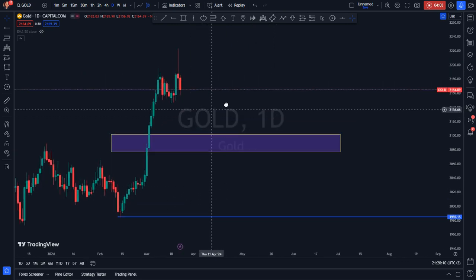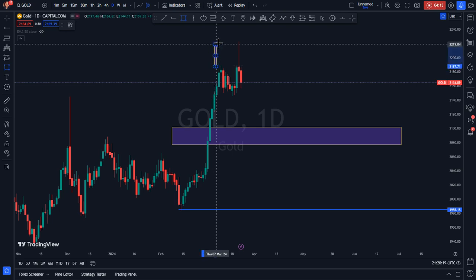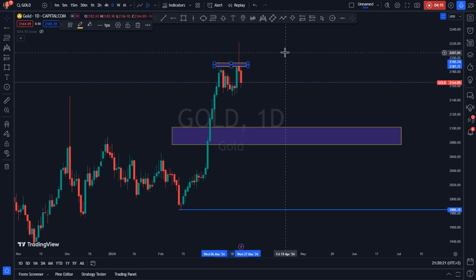So by looking at this gold setup, you could see that even though there is this week, in a way this is more like some sort of a double top.